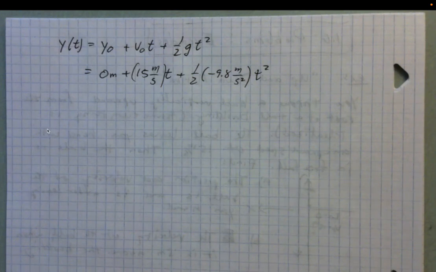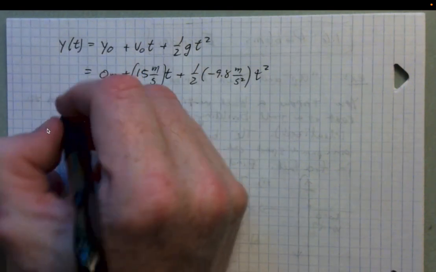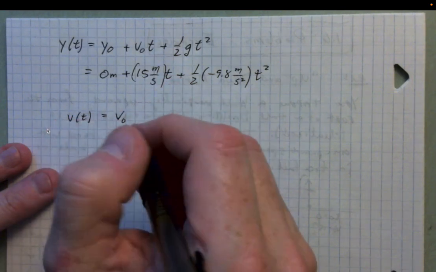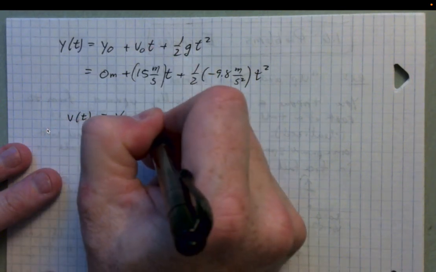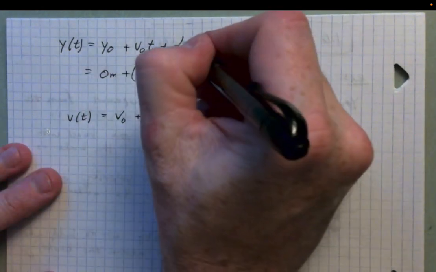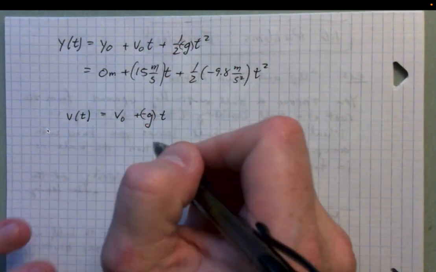Plug in a time, 1 second, 4 seconds, and you get the result. Our velocity function, so remember velocity at time t is equal to whatever your initial velocity was plus g, negative g. Well, I should put negative up here technically too, times the time.